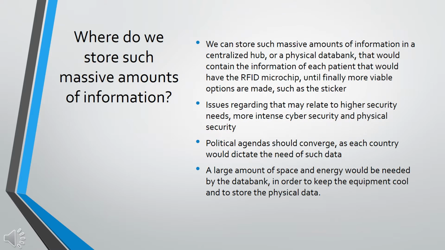Where do we store such massive amounts of information? We can store this information in a centralized hub or physical data bank that would contain the information of each patient that would have the RFID microchip, until finally more viable options are made, such as the sticker. Issues regarding that may relate to higher security needs, with more intense cybersecurity and physical security. Political agendas should converge as each country would dictate the need of such data. A large amount of space and energy would be needed by the data bank in order to keep the equipment cool and to store the physical data.